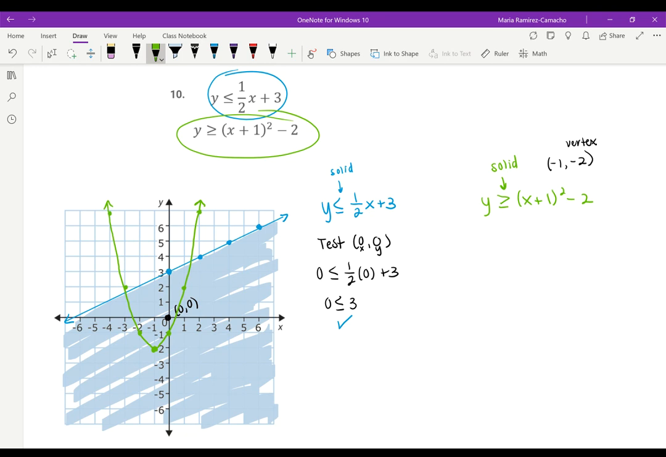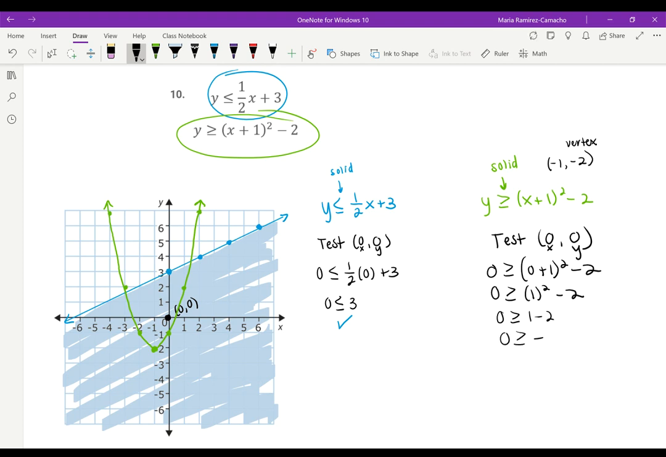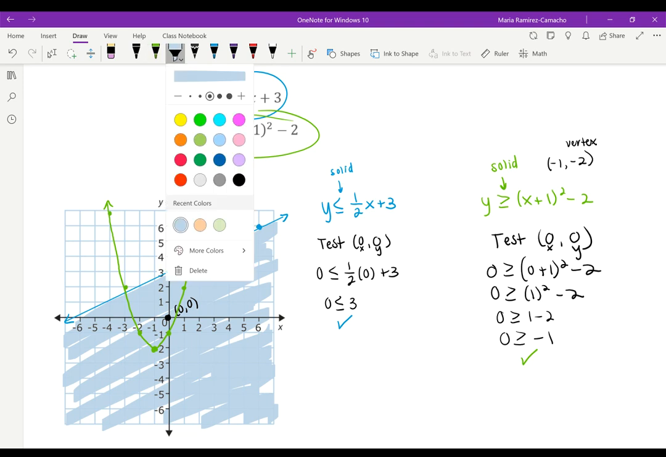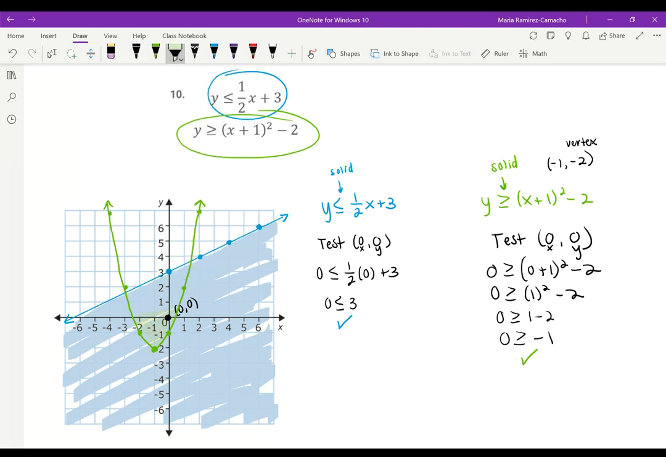How are we going to shade this? Let's test a point. I'm going to pick 0, 0 again. It lies on the inside of the parabola, so if it works, I'm going to shade the inside. If it doesn't, we'll shade the outside. Okay, so we've got 0 is greater than or equal to 0 plus 1 squared minus 2. All right, 0 is greater than or equal to -1. That works. So we are going to be shading the inside of the parabola.